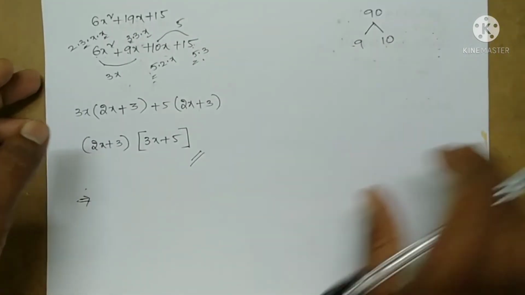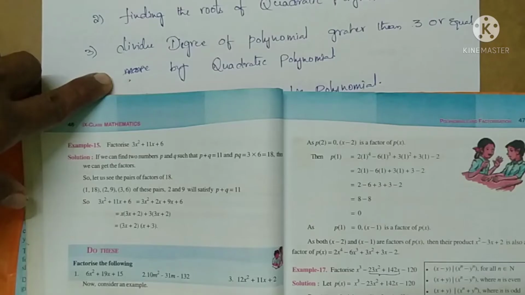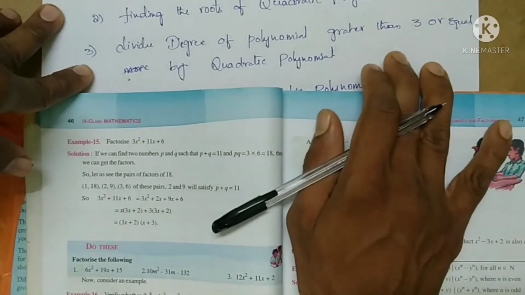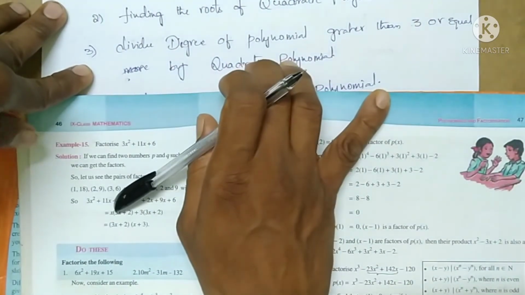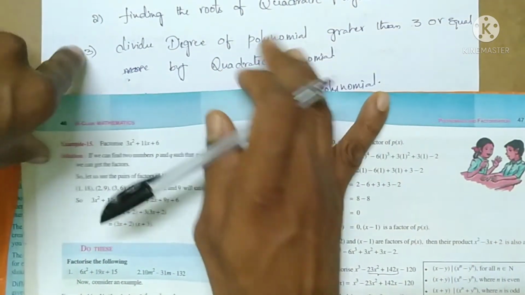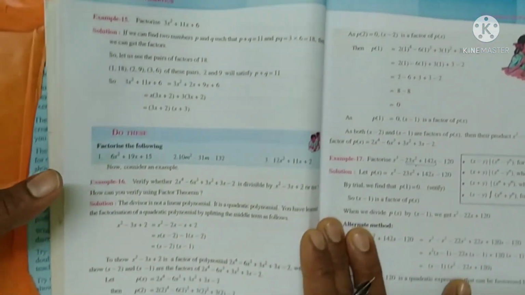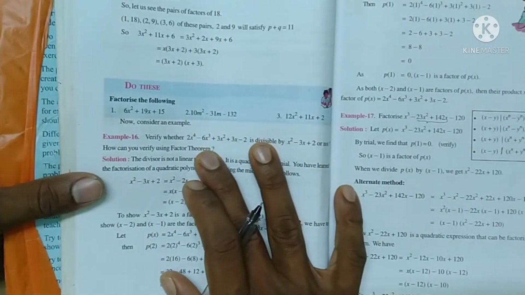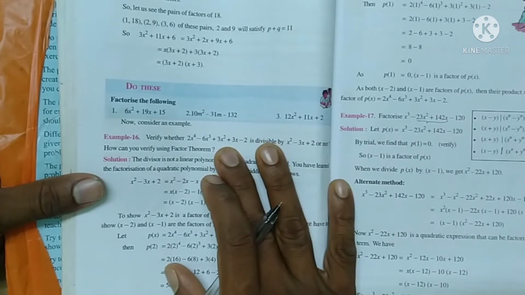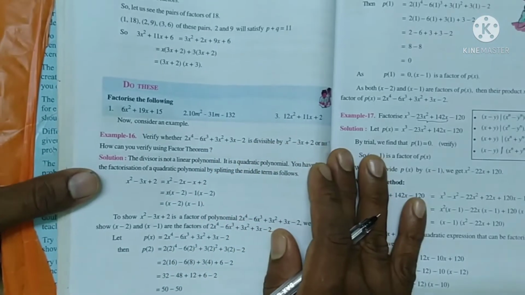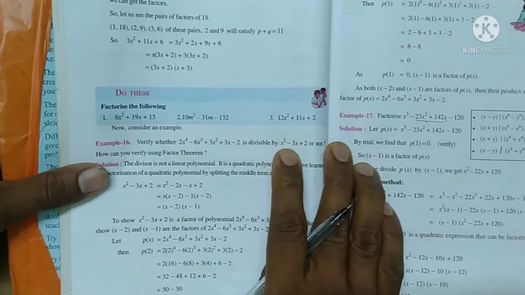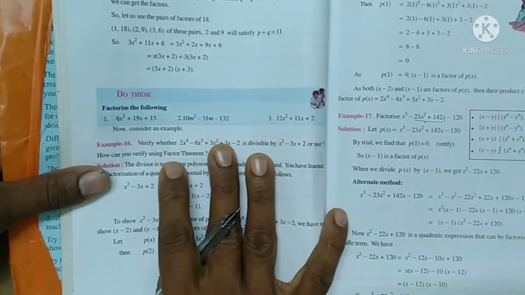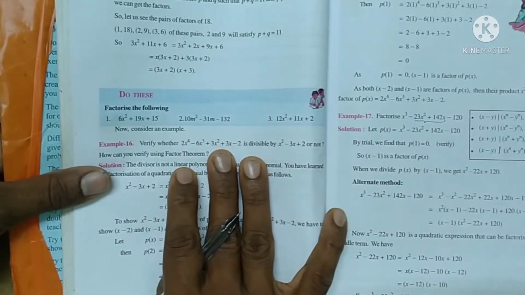Okay. Next topic, divide a polynomial of degree greater than or equal to 3 by a quadratic polynomial. Let's take example 16. Verify whether 2x power 4 minus 6x cube plus 3x square plus 3x minus 2 is divisible by x square minus 3x plus 2. How can you verify using the factor theorem?